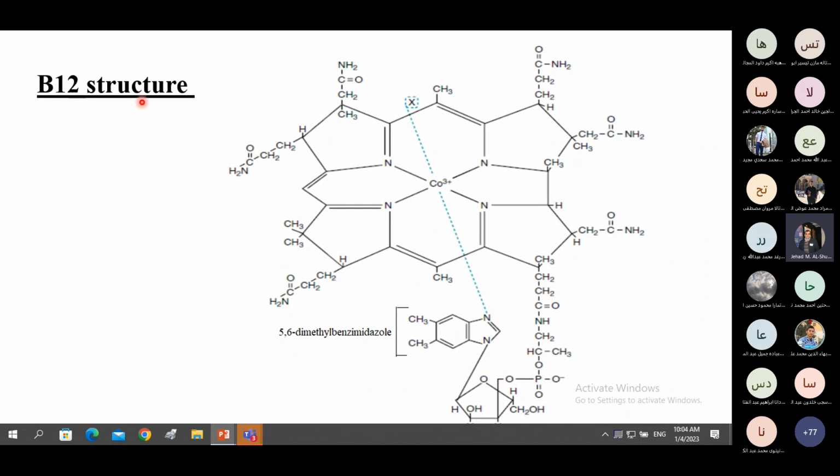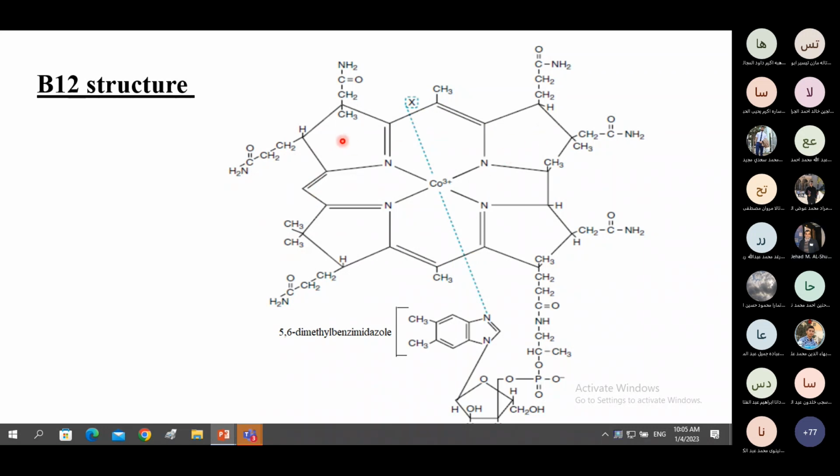But see here, B12 is made up of a corrin ring. This is the corrin ring. Pay attention to where the rings are. It is made up of 1, 2, 3, and 4 pyrrole rings attached to each other. This is how they are attached, by a methylene bridge, and here directly.